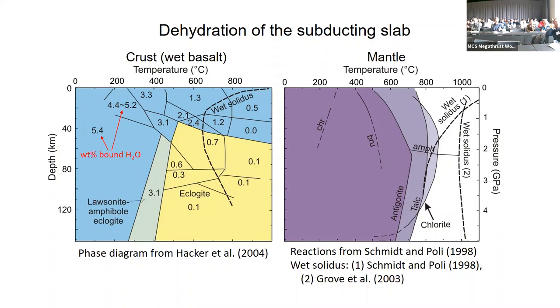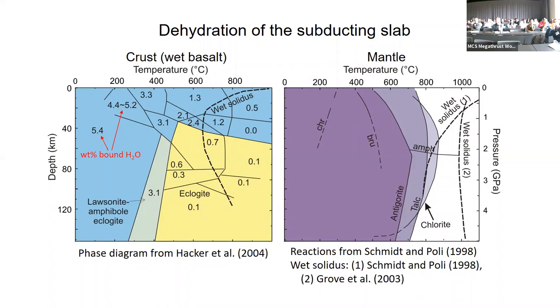I'm not showing mineral names. All these numbers are the water, the fluid, in the minerals. And as you go through a certain boundary, from the blue to the yellow here, that's when the basalt, gabbro, has a transformation to eclogite. And that's where the peak dehydration takes place. Dehydration takes place continuously, but there's the peak.